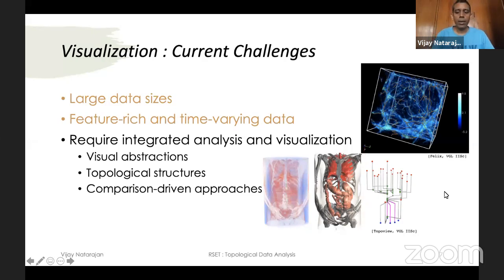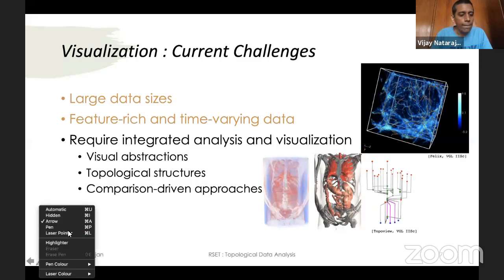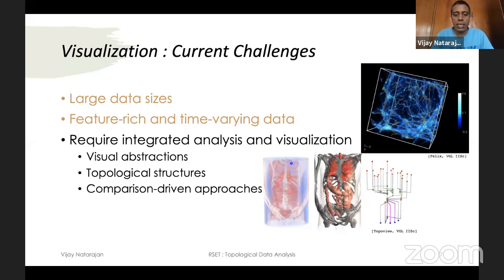Right. So I was trying to motivate the need for visual abstractions to enhance visualization. So let's use this example, right? The example here again is the CT of a human torso. So this CT, if you can, let's look at this. Right. So this is a CT scan of a human torso. We can already see a few interesting structures here. The visualization here is called volume rendering.